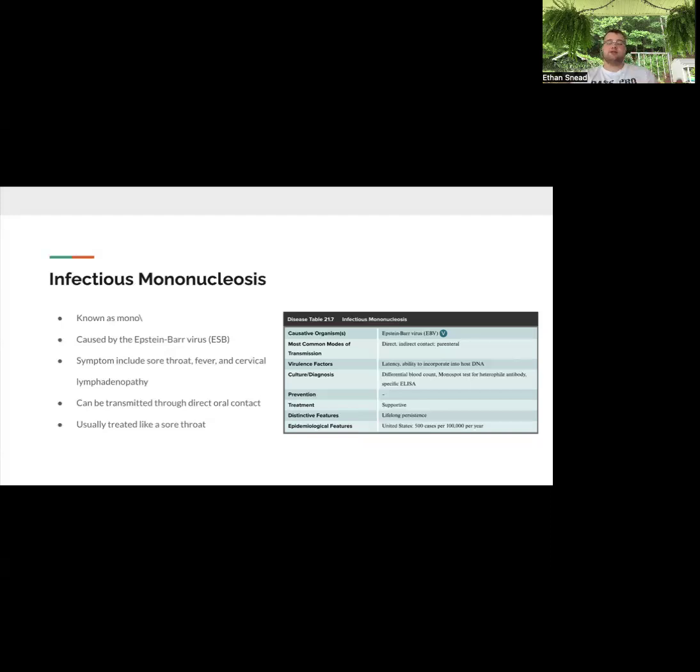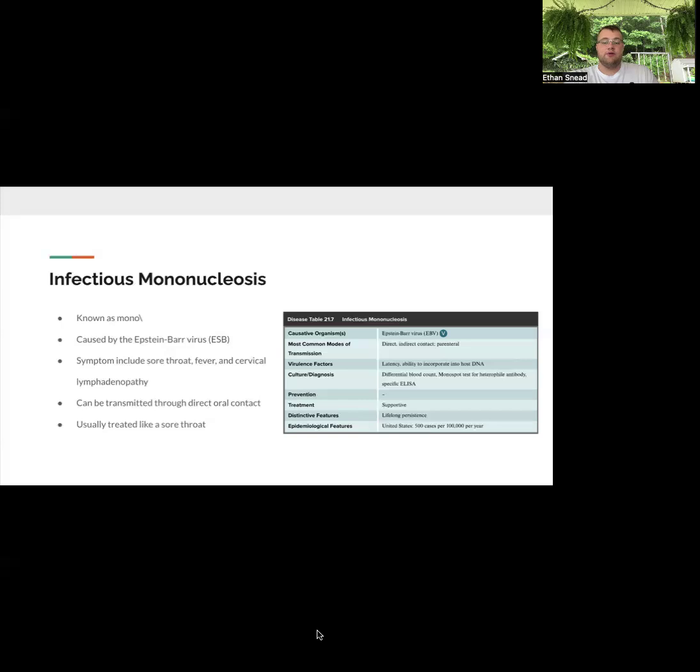Mono is usually treated with symptomatic relief for the fever or sore throat, and it's rare that you see hospitalizations of people with mono. Occasionally, you'll get a rupture of the spleen, which necessitates immediate surgery. Thus, it causes the removal of the spleen.